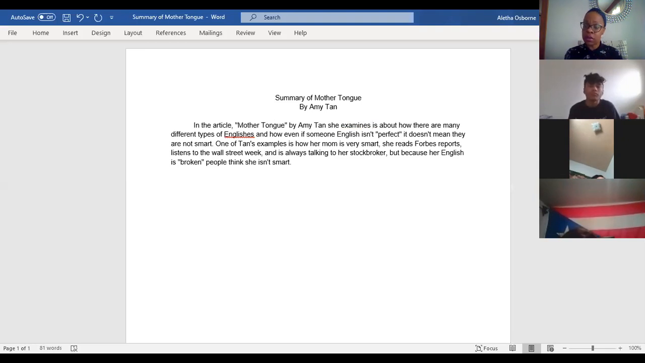The author argues, the author demonstrates, the author discusses, but let's avoid, if we can, the author says, the author states. I know you guys don't have the practice CRT in front of you, but if you remember from the feedback, I circled every time someone said the author says or the author states. We want to move beyond that in college level readiness and use those strong verbs. So let's look at this first line. In the article Mother Tongue by Amy Tan, she examines how there are many different types of English.